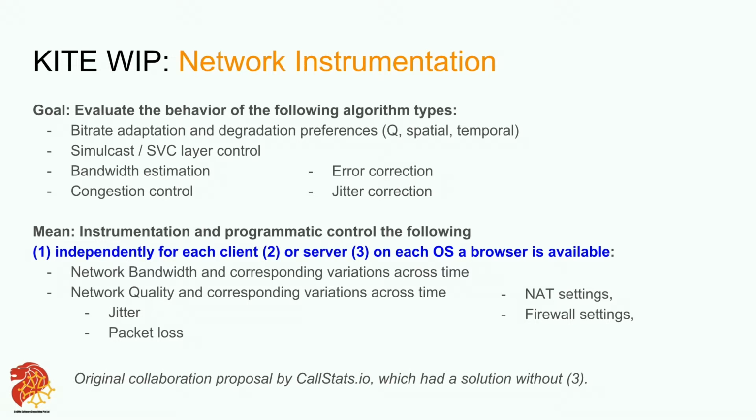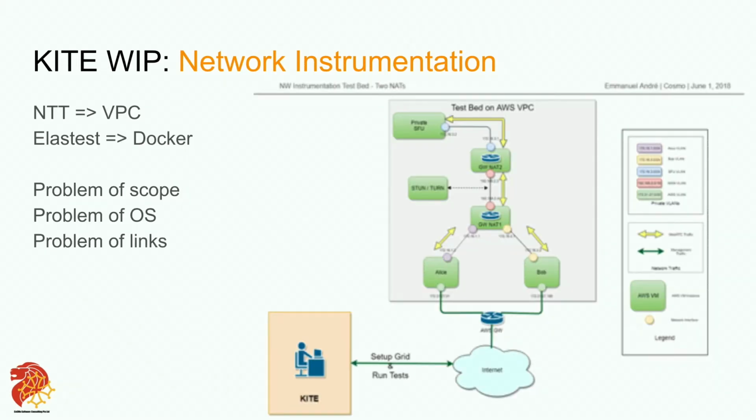Some people have tried that before. So NTT Communications had a virtual private network approach. Elastest, which is a European Union project that was started from the Kurento testing framework, uses Docker, but you have a problem of scope or a problem of operating system or link, right?